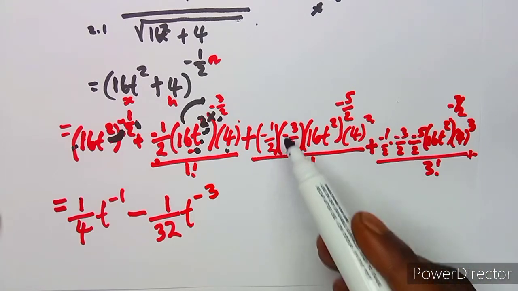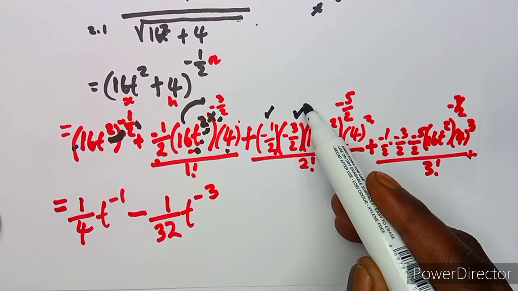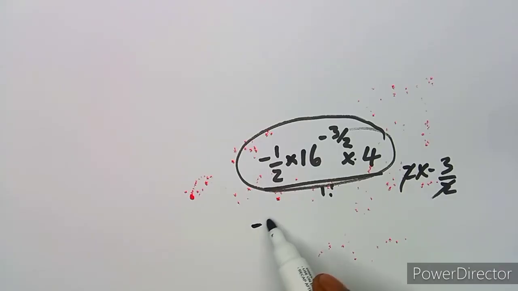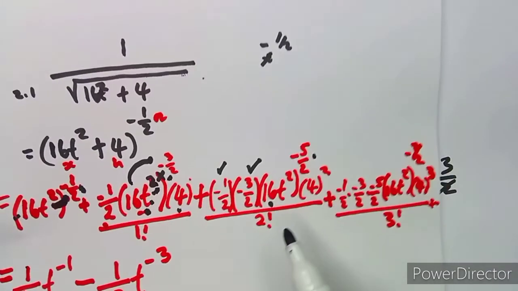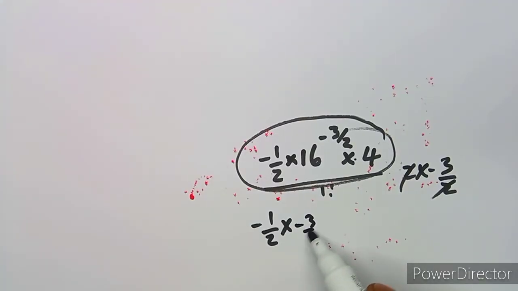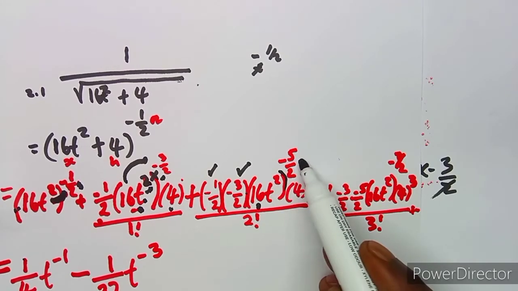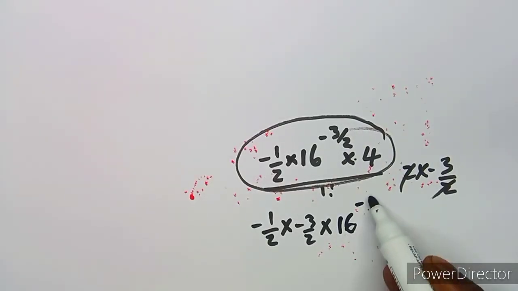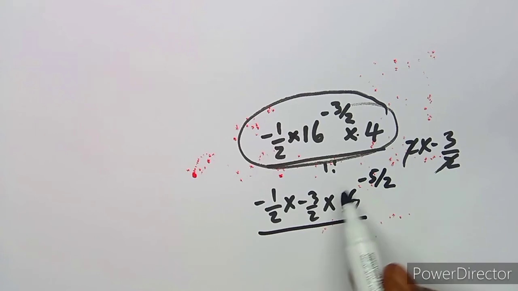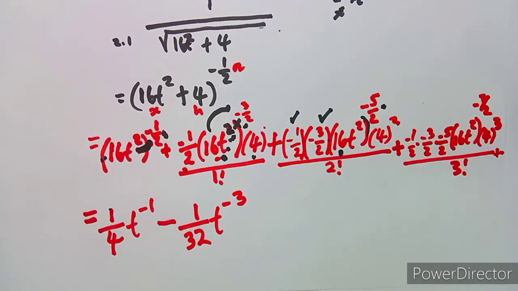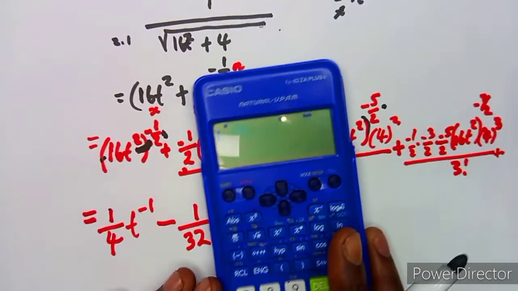So here you're going to do this: minus half times minus 3 over 2 times 16 to the exponent of minus 5. So let me just write it: minus half times minus 3 over 2 times 16 to the exponent, because it's inside the bracket, so it's 16 to the exponent of minus 5 over 2, like this. This is what your calculator is supposed to be like. Over whatever you get, you divide by 2 factorial. So 2 factorial, it's shift, like that.